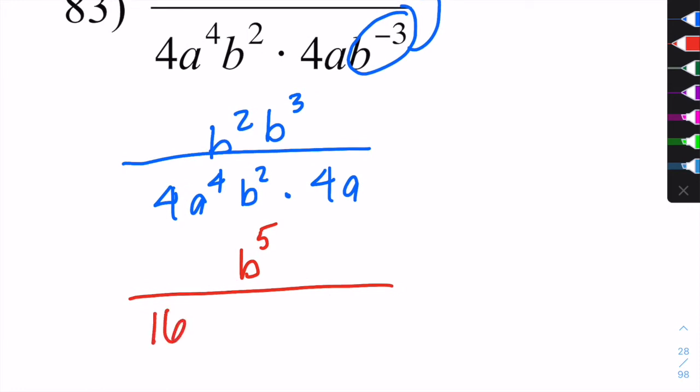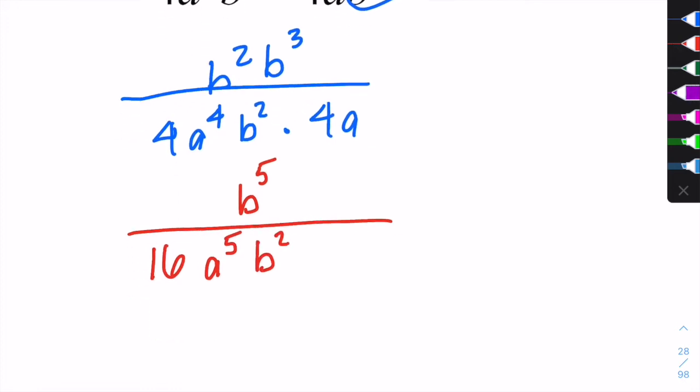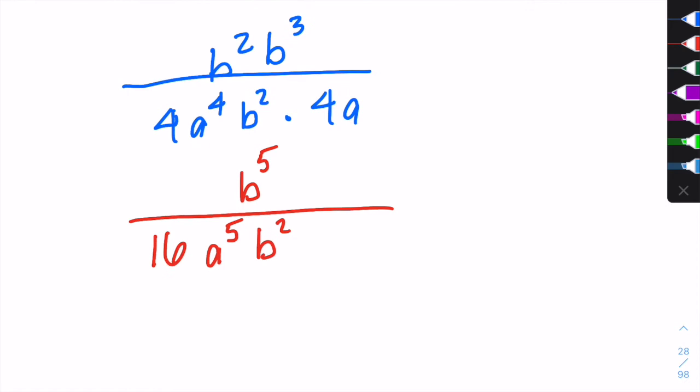Whew, tongue twisters. All right, where did that 16 come from? 4 times 4. Those are our coefficients. We can multiply those together. We've got a to the fourth and an a, well, that is a 1 there. So a to the fifth, b to the second. Terrific. Can we simplify anything else?